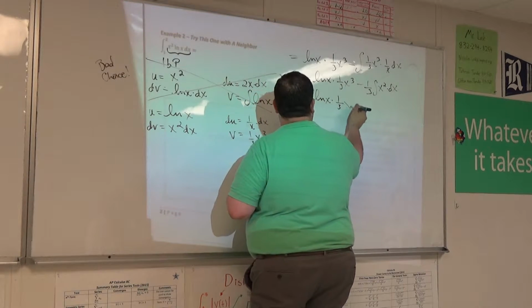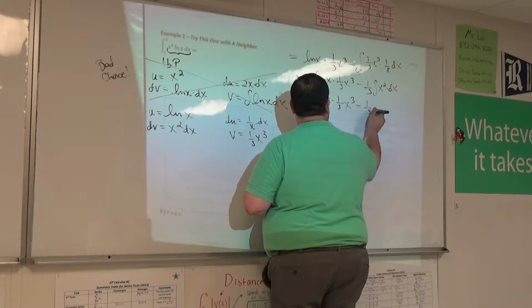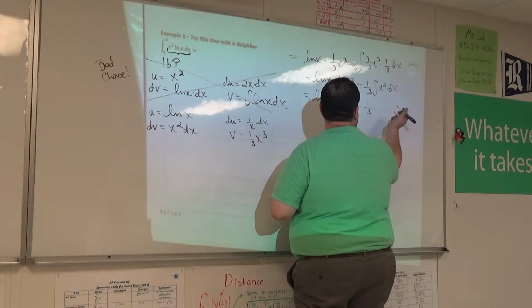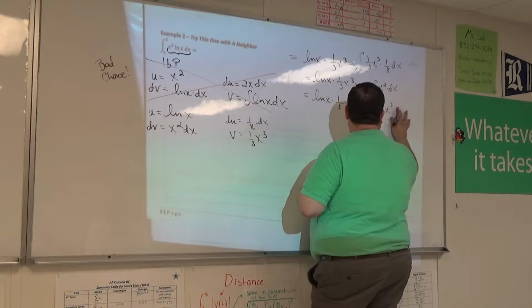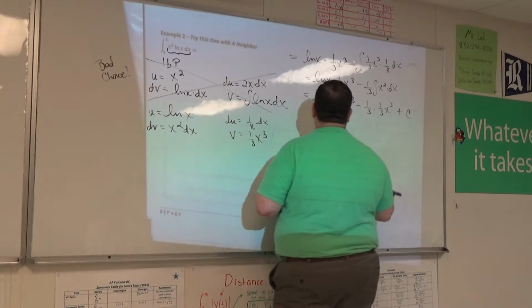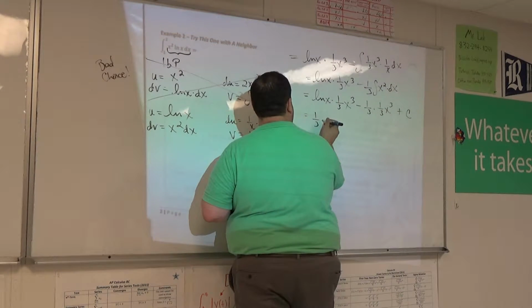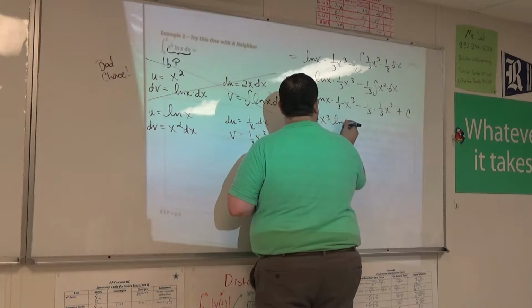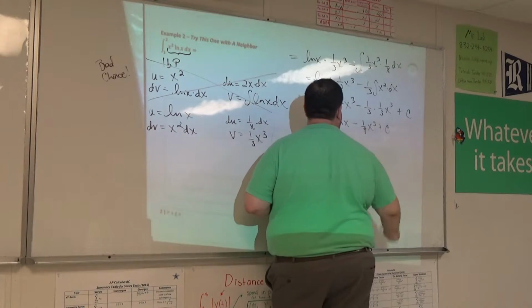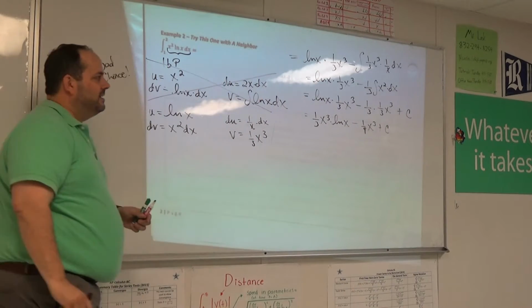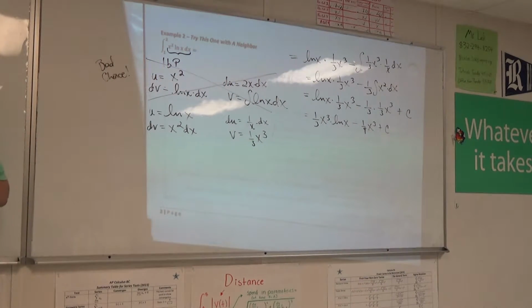Right, you still have to find the antiderivative of it. So I've got natural log of x times 1 third x cubed, minus 1 third the antiderivative of x squared, which should be 1 third x cubed. Let's see, if you clean this up, you're going to say it's 1 third x cubed natural log of x minus 1 ninth x cubed plus c. I should know that to be from, I think, 2 to 1. Yes. Okay.